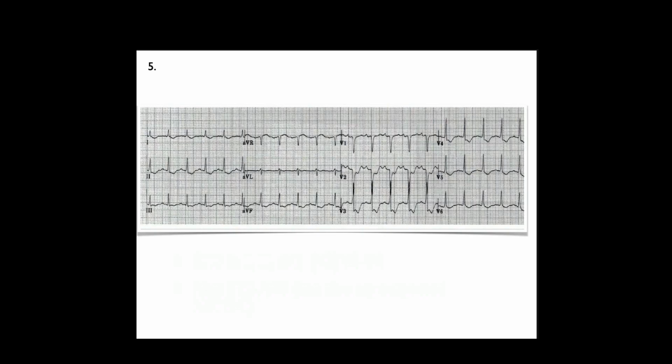Okay, Natalie, number 5, please. First of all, I'm seeing depression in V2, V3, V4, maybe a little bit in V1 as well, and a little bit in V5. So I'm suspecting maybe a posterior MI. I would definitely check for that. And I do see elevation in AVR, so it could be a left main occlusion.